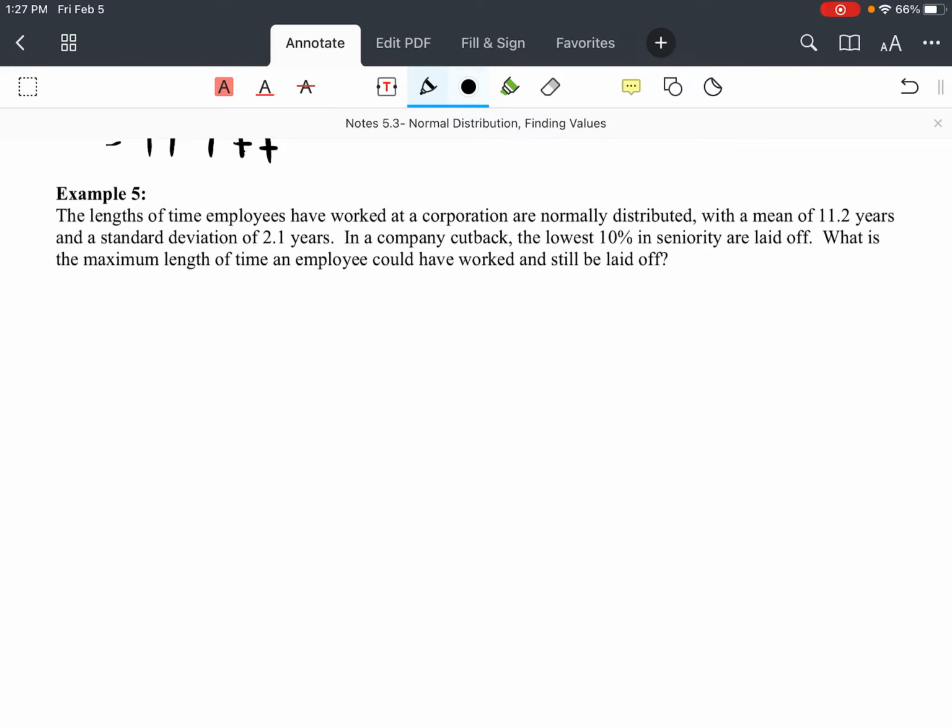Okay, next one. It says the lengths of time employees have worked at a corporation are normally distributed. Again, there's that key word that we're looking for, with a mean of 11.2 years and a standard deviation of 2.1 years. In a company cutback, the lowest 10% in seniority are laid off. What is the maximum length of time an employee could have worked and still be laid off? All right, so again, we're going to calculate this. I like to draw it out.